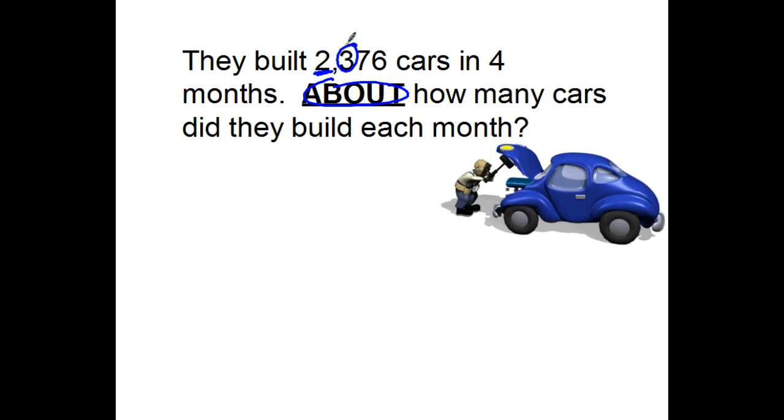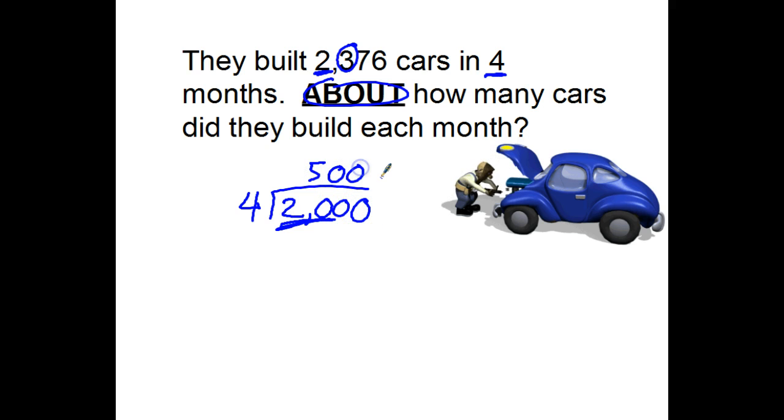2,376, level 3 bully, stay where you're at, act like a cat. So that's going to be about 2,000 cars. The 4 is already a one-digit number. There's nothing to round, so it's just going to be a 4 there. How many 4's in 20? 5. How many zeros are left? 1, 2. So they can build about 500 cars every month.